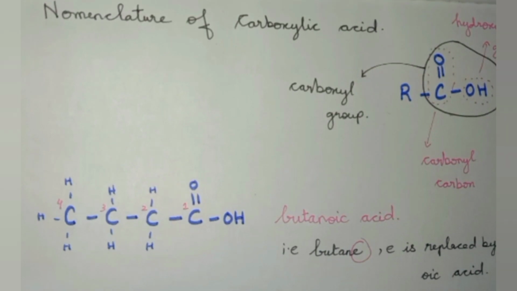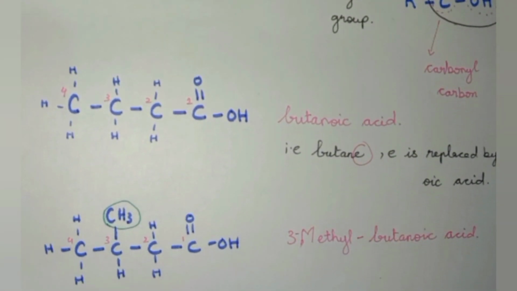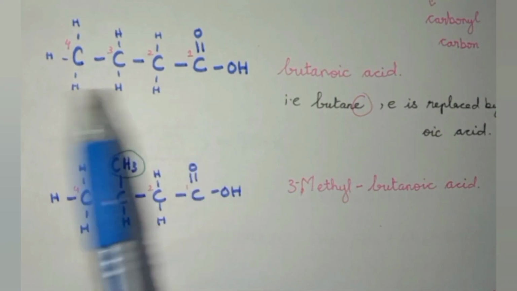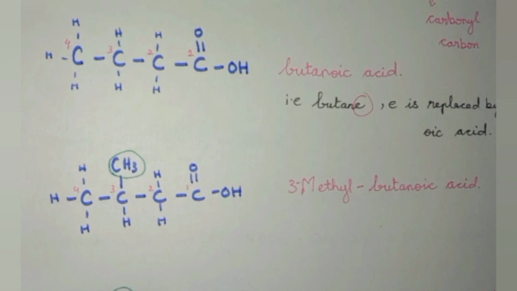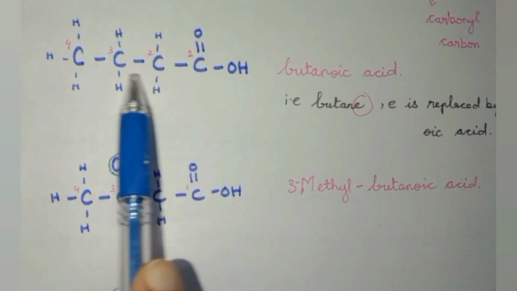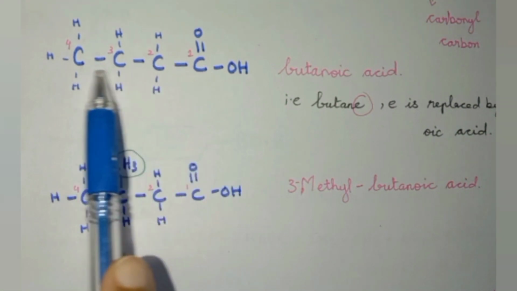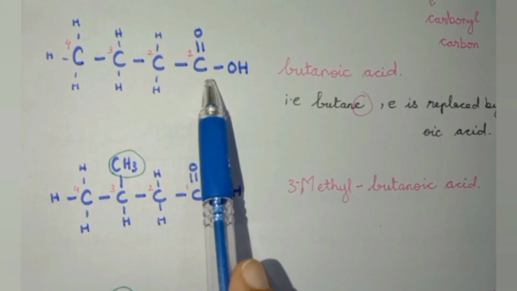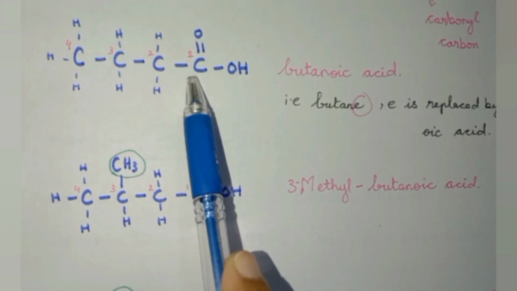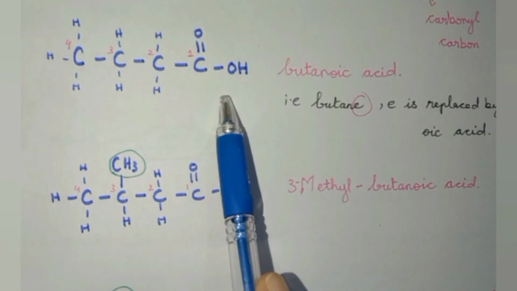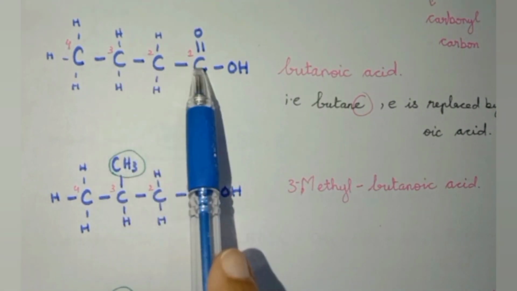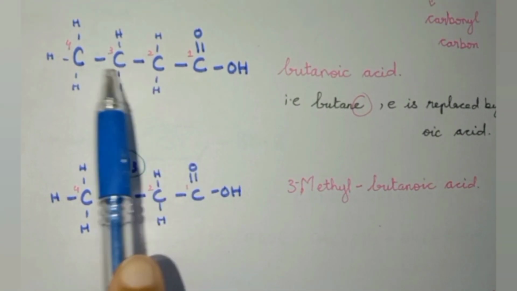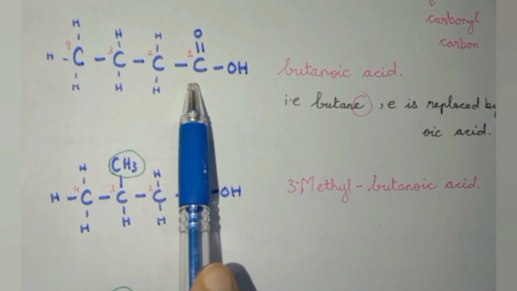So whenever we have to name the carboxylic acids, we should start the naming from this carbonyl carbon atom. The naming goes the same as it goes for the alkanes or alkynes, that we first select the longest carbon chain. That is, this is the longest carbon chain over here, the only carbon chain over here. And here the naming will start from the carbonyl carbon atom, or we can say from the carboxylic group. The numbering will start from here. As we have here, this is carbon number 1, carbon number 2, carbon number 3, and carbon number 4.